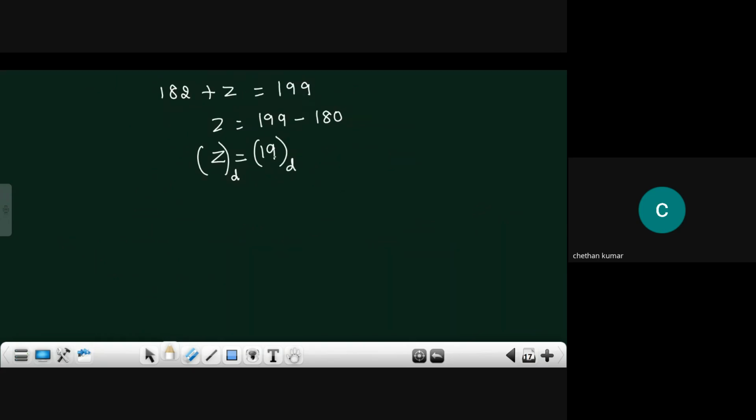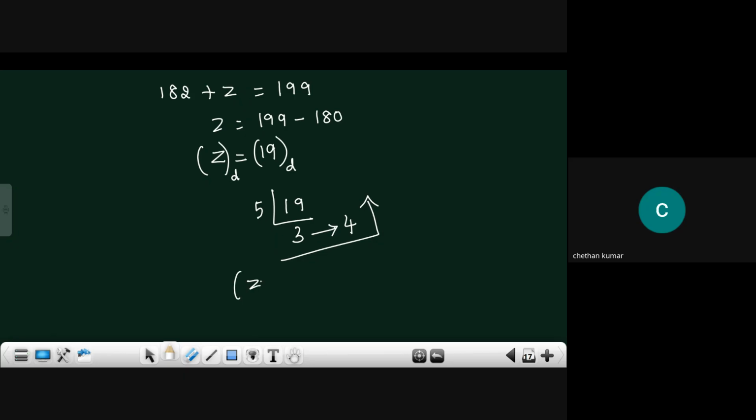Convert this base 10 into the what? Base 5. How to convert this base 10 into the base 5? This number will be divided by what? 5. This number will be divided by 5. How many times? 3 times. What is the remainder is? 4. What is the value is? 3, 4. Take bottom to top.